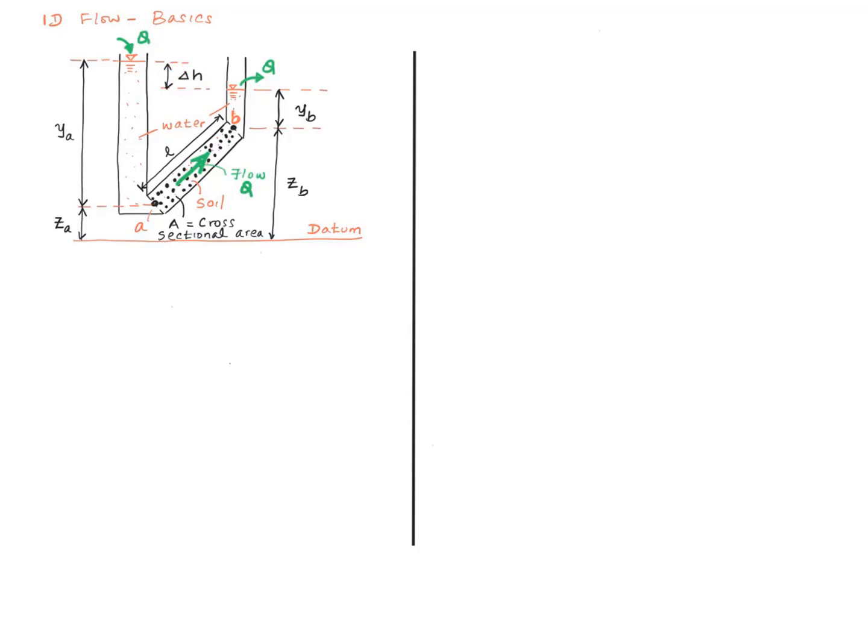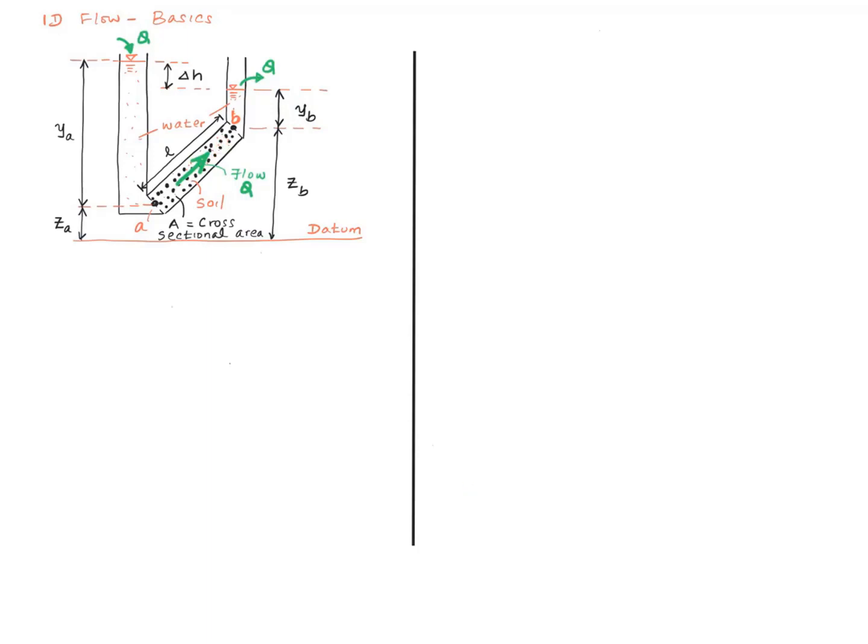Let's consider 2 points, point A at the lower end of the cylinder, point B at the upper end of the cylinder. Let's define a reference elevation called datum. With respect to this datum, the elevation of point A is ZA and elevation of point B is ZB. The height of water at point A is YA and at point B is YB.